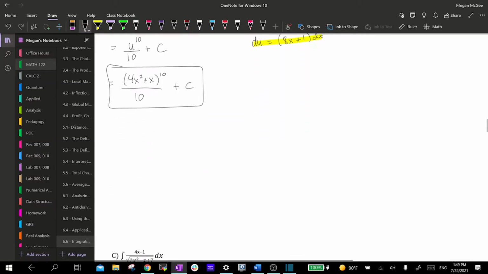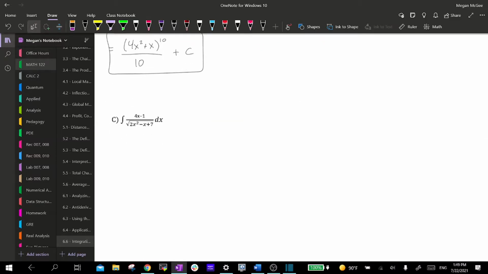All right, so part C, we have a really big fraction going on. All right, so like I mentioned in one of our previous examples, we want to pick perhaps what looks the most complicated to be our u. All right, so we want to let u be equal to everything that's under that square root. All right, we want all of that. So we want 2x squared minus x plus 7. We want all of that to be our u substitution.